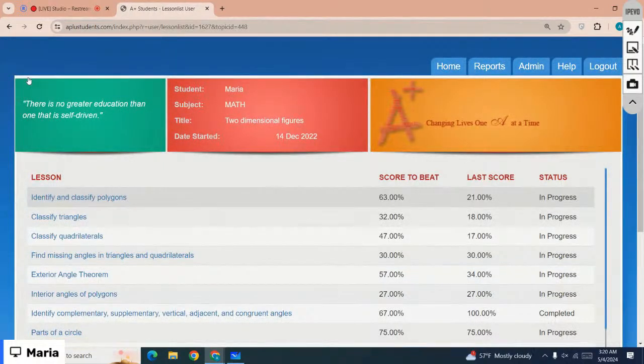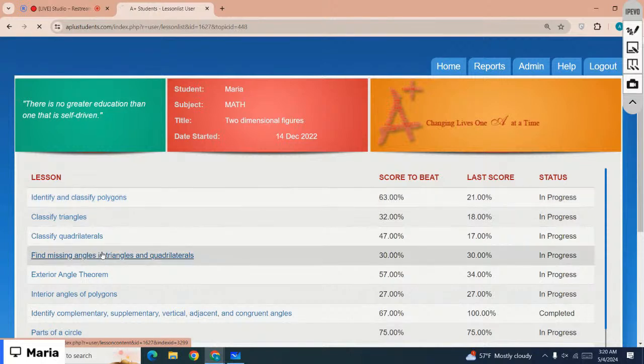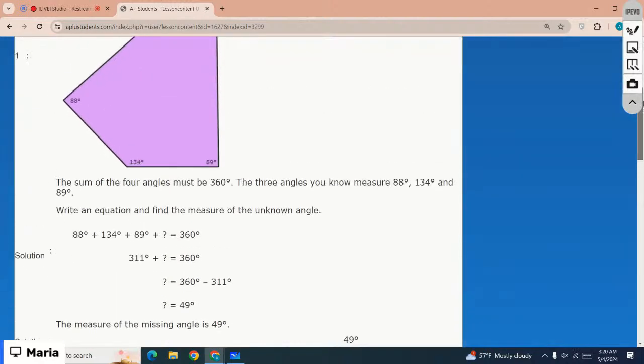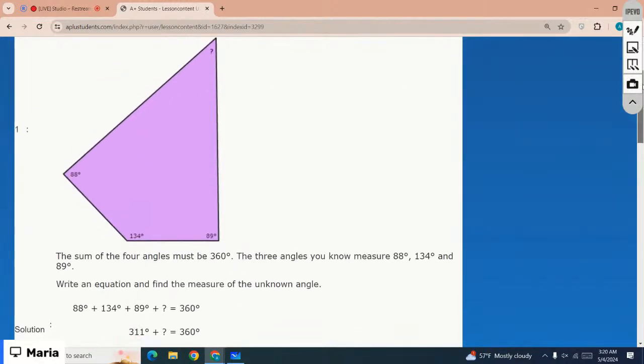Find missing angles in triangles and quadrilaterals. Okay, what is the measure of the missing angle? You are given this shape, you have to find the measure of the missing angle, right?